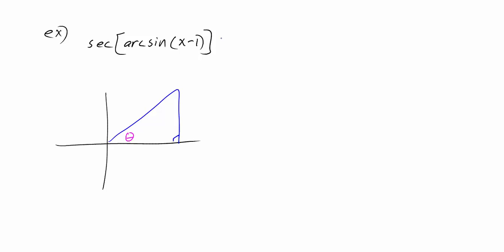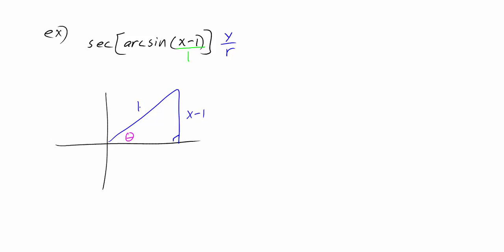And the arc sine, that is our y value. So we know this is going to be y over r. And that means this is technically x minus 1 over 1. So our y value is going to be x minus 1. The r value, the radius, is 1.